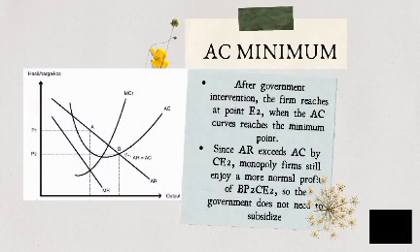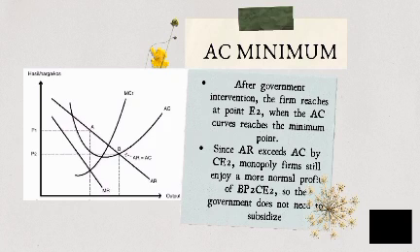The last one is AC minimum. The optimum capacity level is the minimum AC level. At this point, there is no overcapacity or wastage of capacity. Prior to government interventions, the firm produced Q1 output at P1 price level and was enjoying more than normal profits.